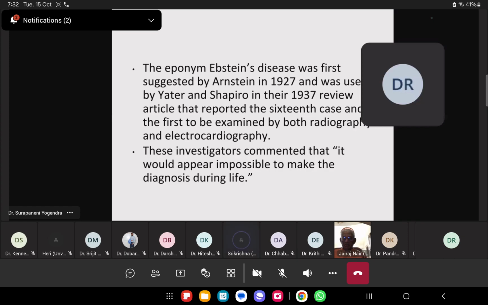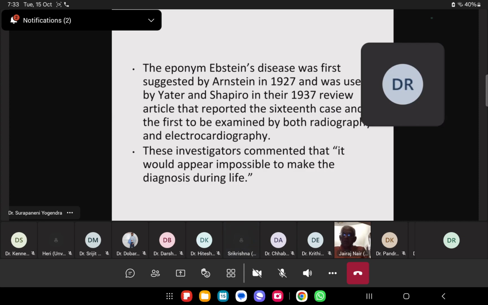The eponym Ebstein's disease was first suggested by Arnstein in 1927 and was later used by Yerter and Shapiro in a 1937 review article that reported the 16th case and the first to be examined by both radiography and electrocardiography. These investigators commented that it would appear impossible to make the diagnosis during life.